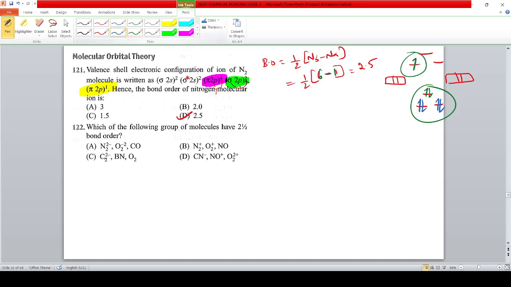Next. 122. Which of the following group of molecules will have 2.5 bond order? 2.5. Okay. Listen carefully. There are a lot of tricks available to understand, but in general, you just keep in mind the two diagrams. Up to nitrogen, the diagram will be like this. After nitrogen, that means from oxygen, the diagram will be like this. You know that very well. You just keep this in mind. Okay, right.